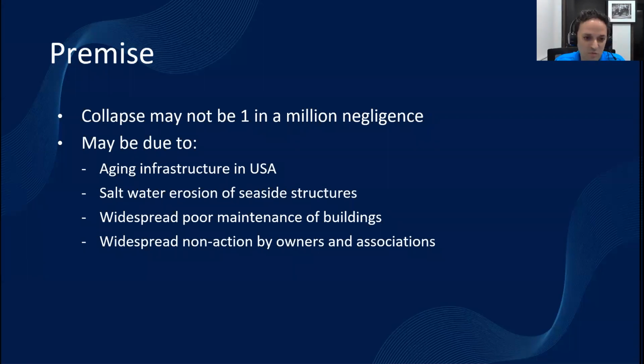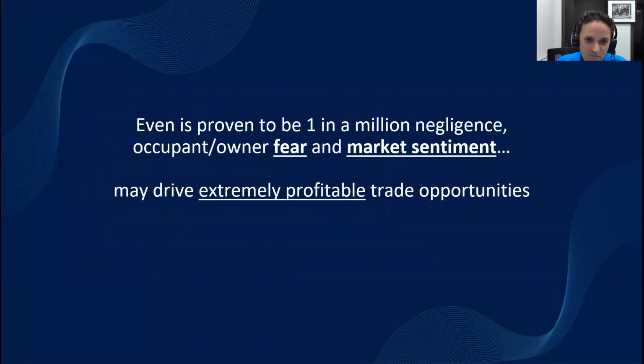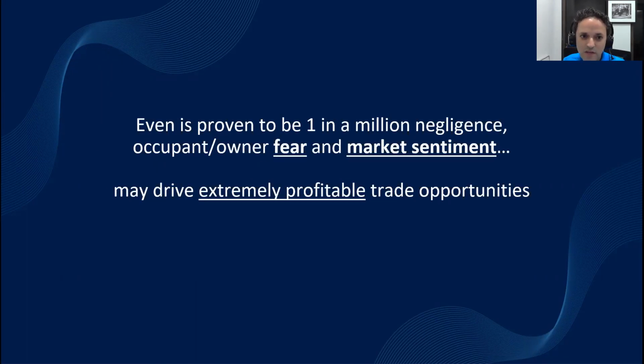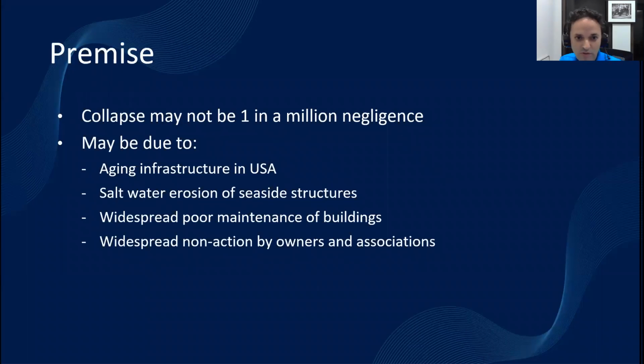So the premise of this is, even if it's proven to be 1 in a million negligence, which I'm not sure that it is, I think it might be a combination of all these factors. Regarding the pool, 1 in a million meaning it's a very specific thing having to do with that pool, so it's not going to be replicable with any other situation. But I think it's a combination of these.